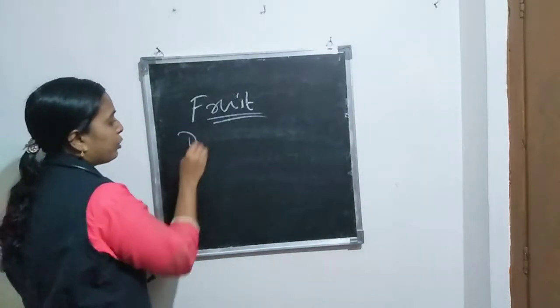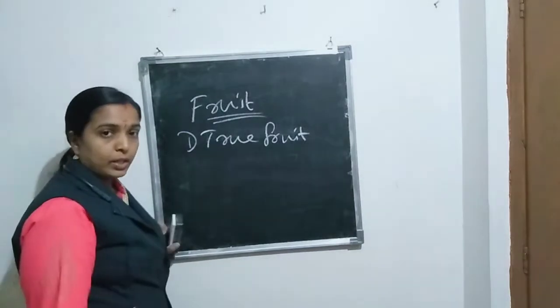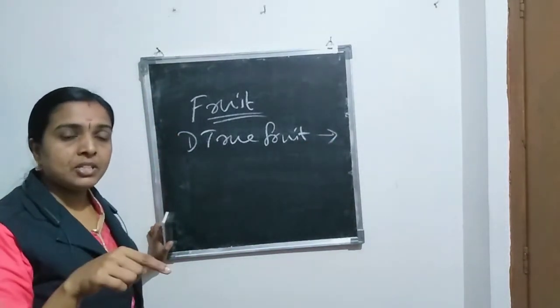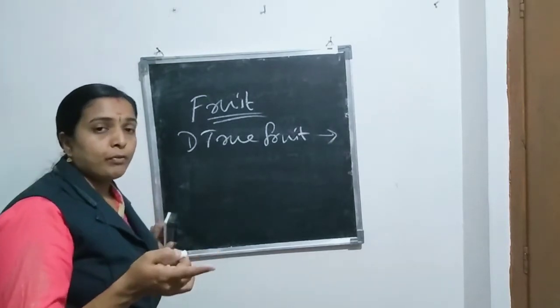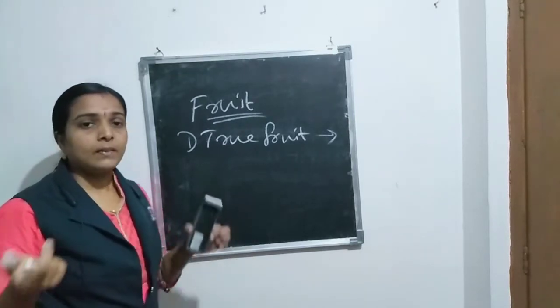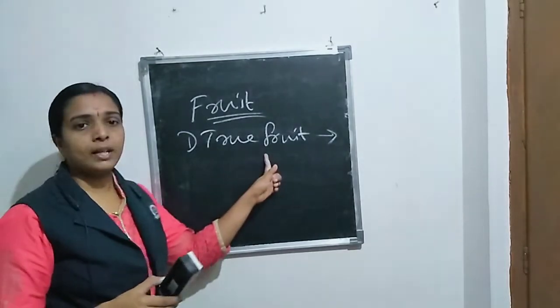First type is known as true fruit. True fruit means the fruit develops directly from the ovary. In some plants, the ovary of the flower becomes the fruit. That means development of the fruit from the ovary. Such fruits are called true fruit.